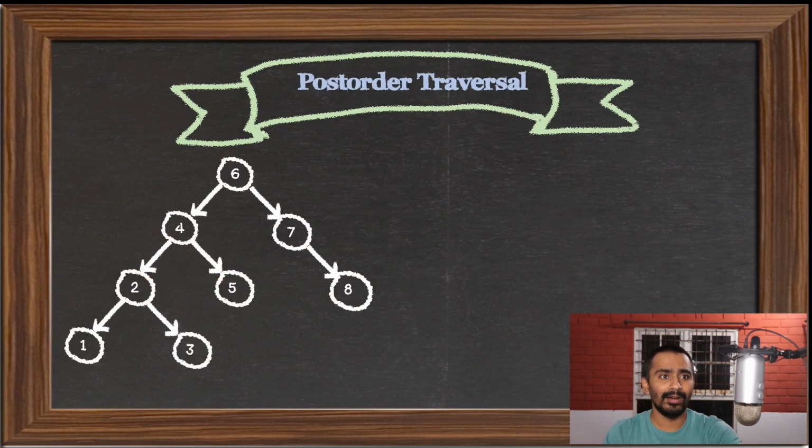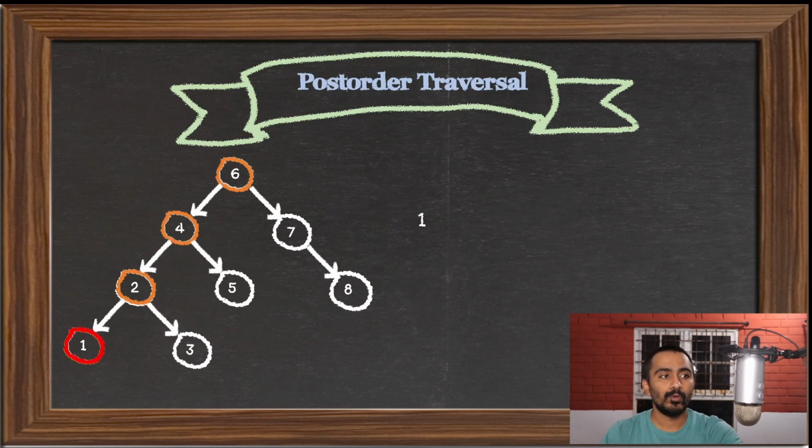Now finally, we take a look at the last traversal of this video, which is postorder traversal. As the "post" in the name postorder indicates, here we first process the left subtree followed by the right subtree, and then at the end we process the node. So we start from node 6, then node 4, and so on till node 1. And since node 1 is a leaf node with no children, we process it.